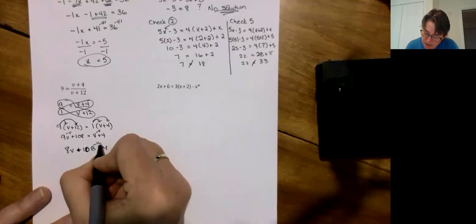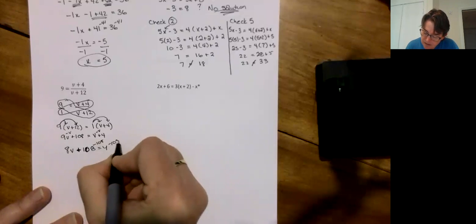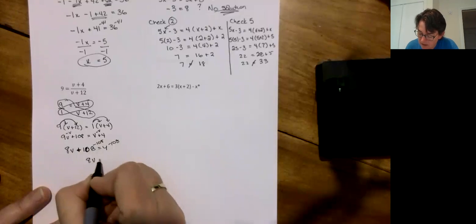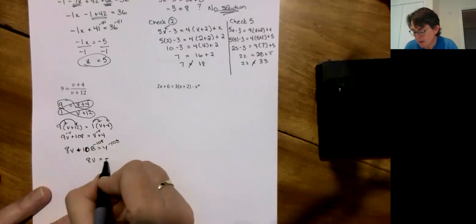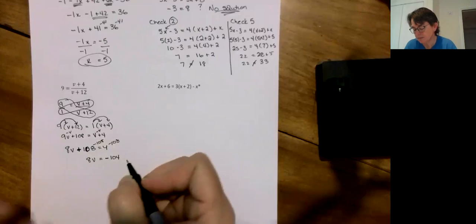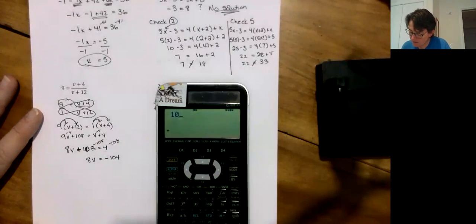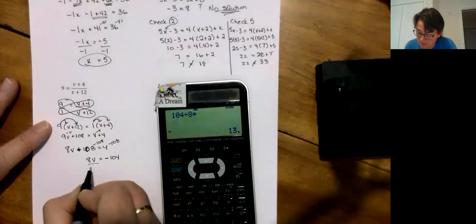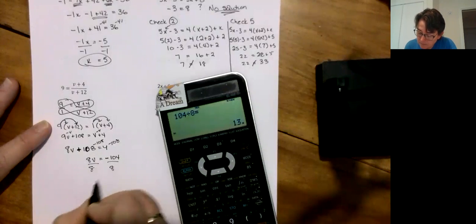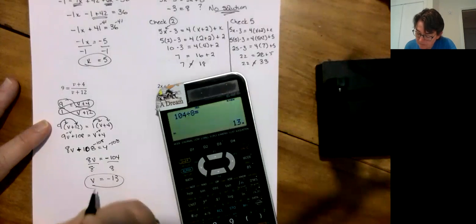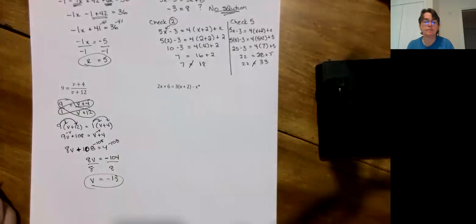Now, minus 108. 8v. 4 minus 108 is minus 104. And I don't know what 104 divided by 8 is. 13. Notice I didn't bother with the negatives. I just know my answer is going to be negative. And there we go. If you want to, put in the negative sign when you do the division.